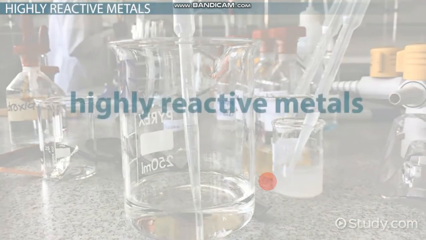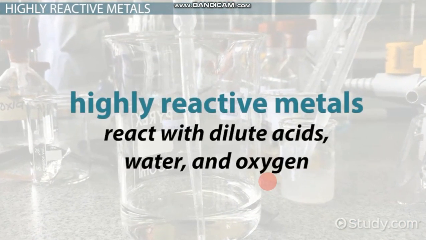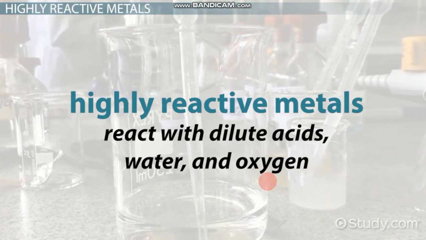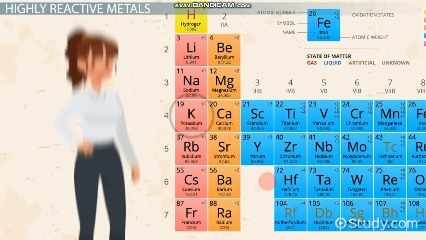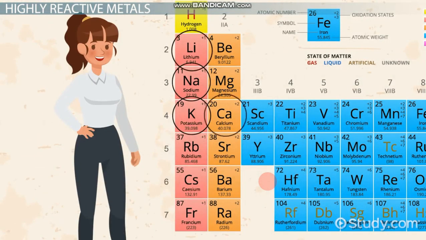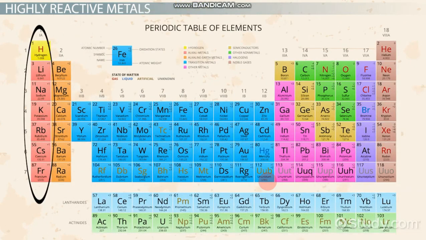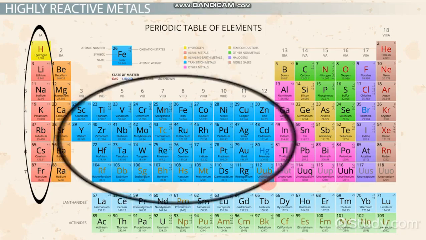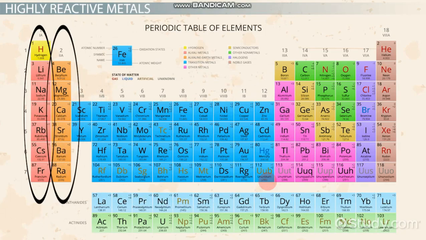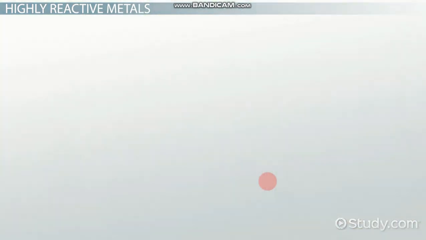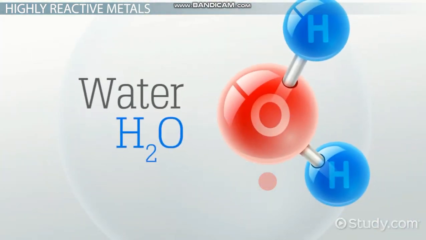There are a few highly reactive metals, which react with dilute acids, water, and oxygen, and include potassium, sodium, lithium, and calcium, to name a few. These metals are part of the alkali metal and alkaline earth metals, which are the two columns on the far left side of the periodic table. Let's look at the reaction of sodium with a dilute acid, water, and oxygen.